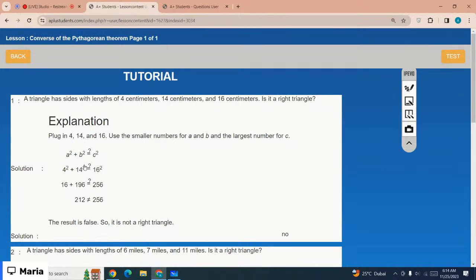If the sum of their squares equals the square, 256, that means that is a right angle triangle. But you can see here 4 square is 16, 14 square is 196, their sum equals 212, but it isn't equal to 256, so that is not a right angle triangle.